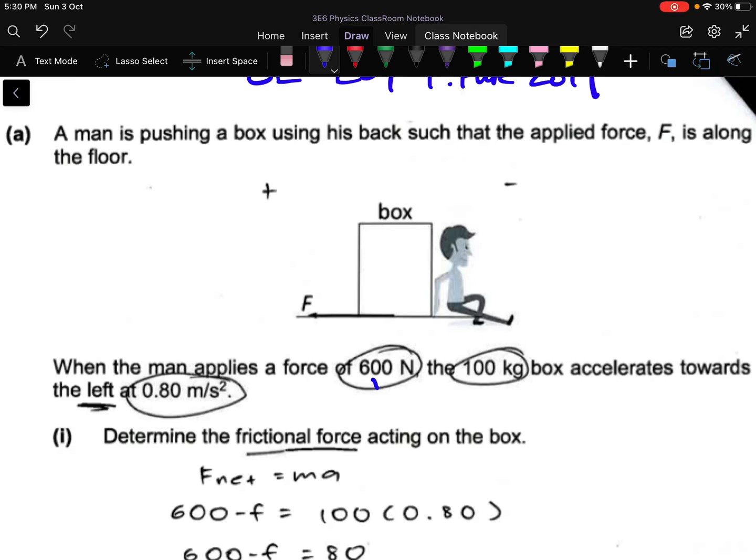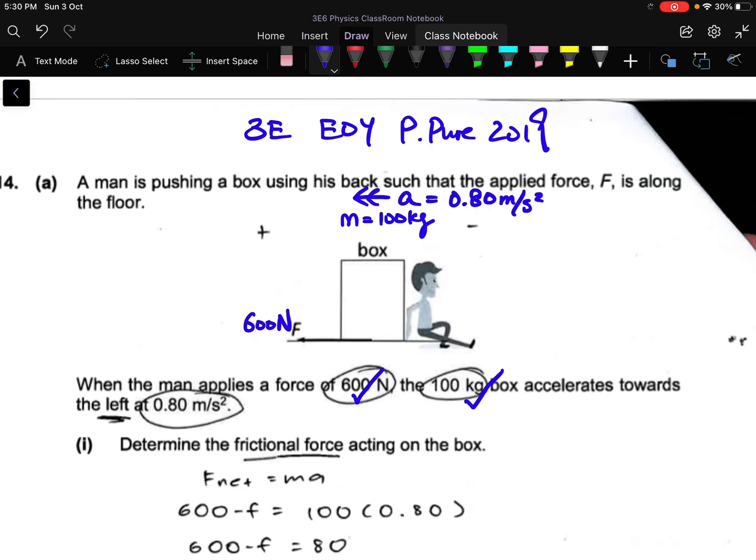First of all, you know that the pushing force is 600 Newton. So this is 600 N. The box would have a mass of 100 kg, and I would always pay very close attention to the mass because sometimes the setter can be evil and they give you in gram and you got it wrong if you use grams, okay? And they are saying that this box will accelerate towards the left at 0.8 meter per second square.